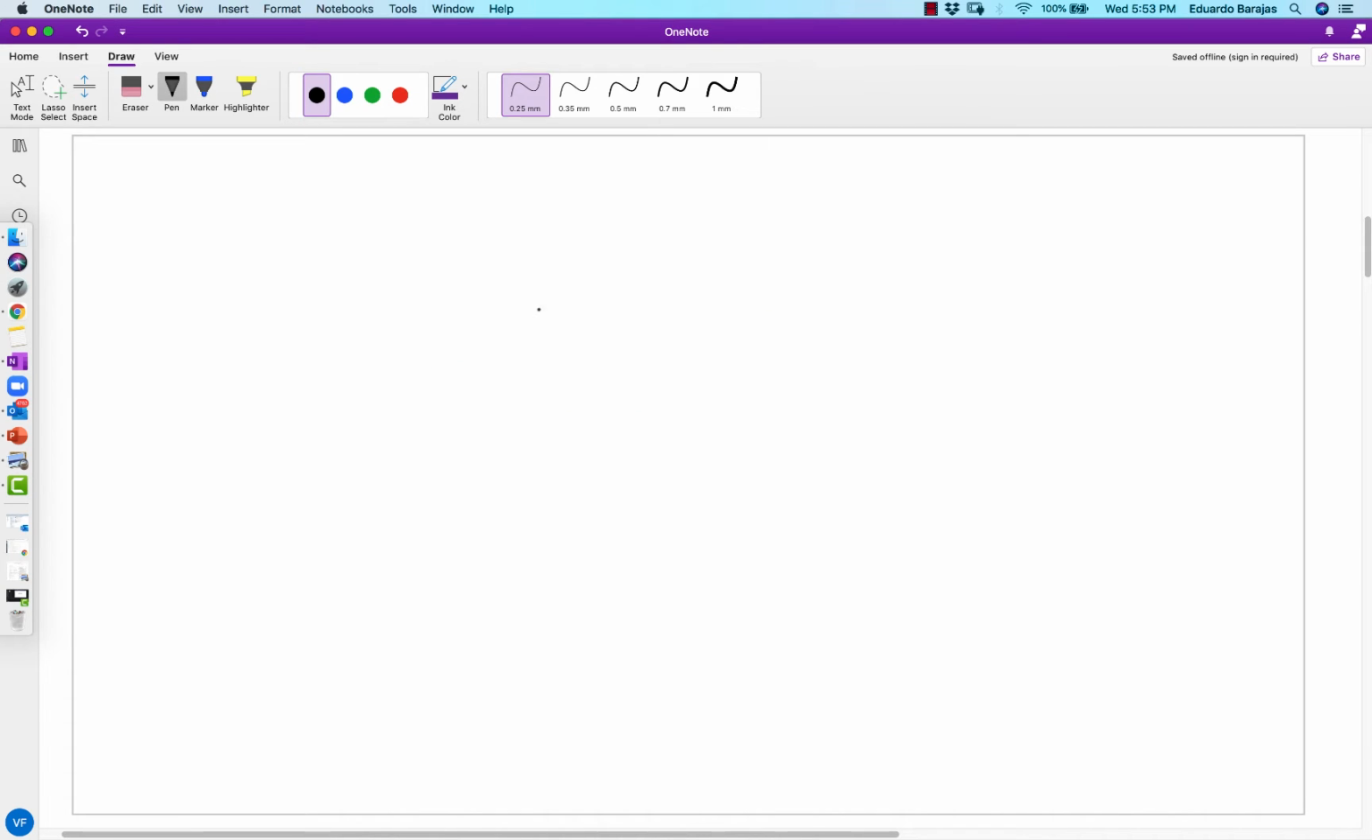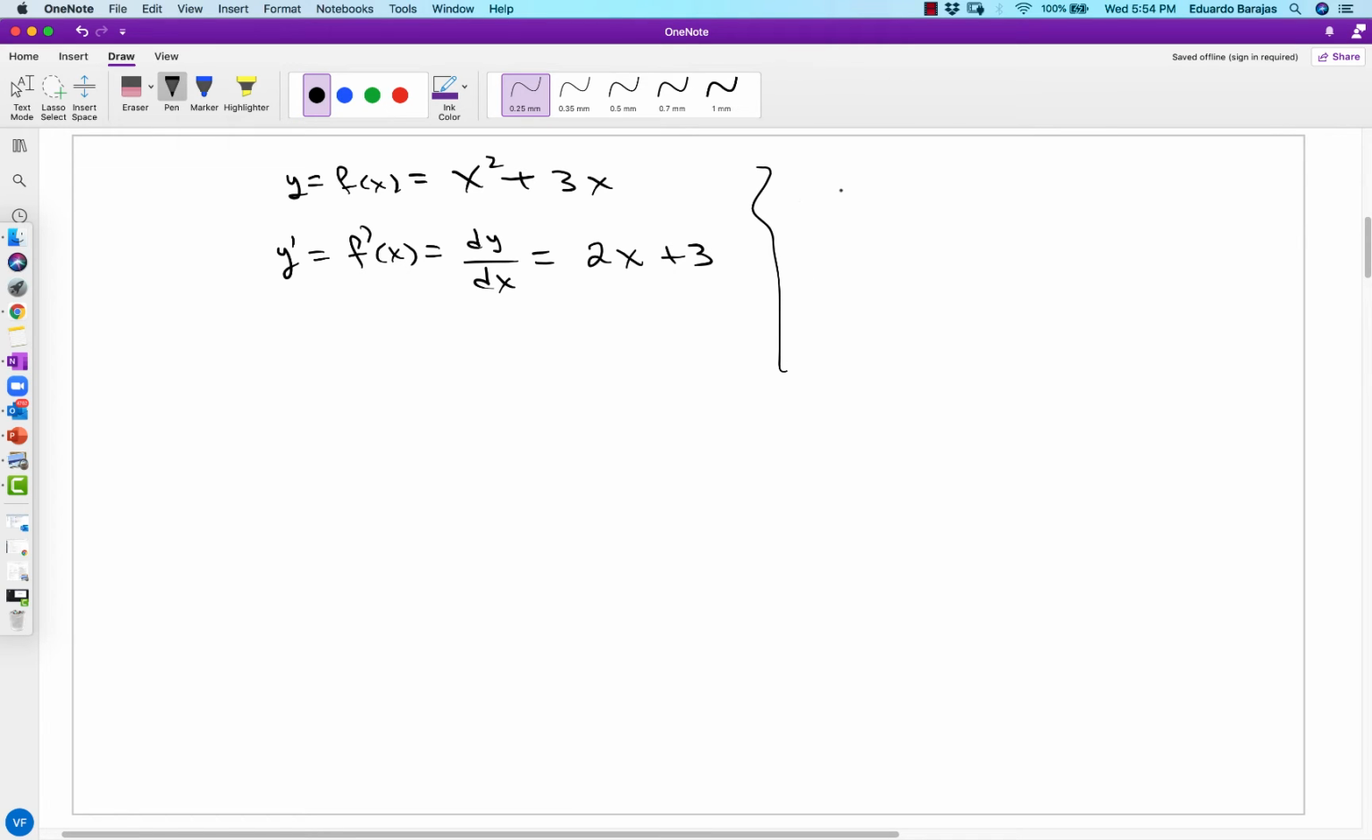Consider the following example. Let's say y equals f of x, which equals x squared plus 3x. Then its derivative could be written as y prime, also written as f prime of x, and while we're at it, also written as dy/dx, right? Lots of different notation styles to represent the first derivative, and all of them, of course, mean that this is 2x plus 3.